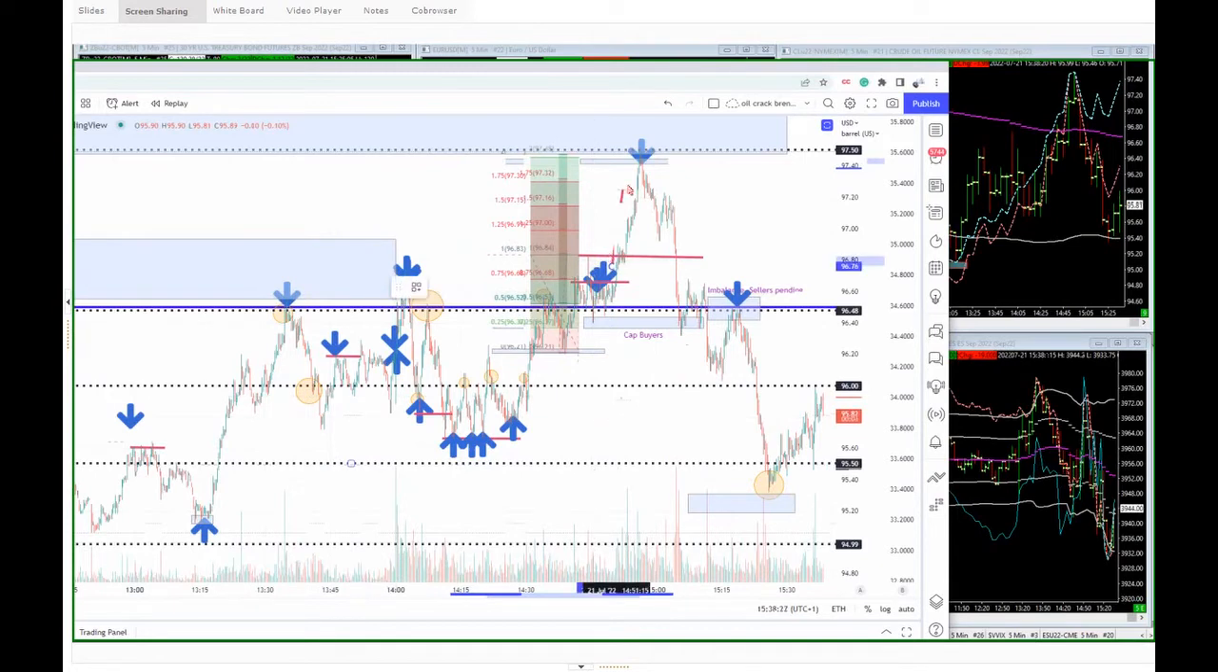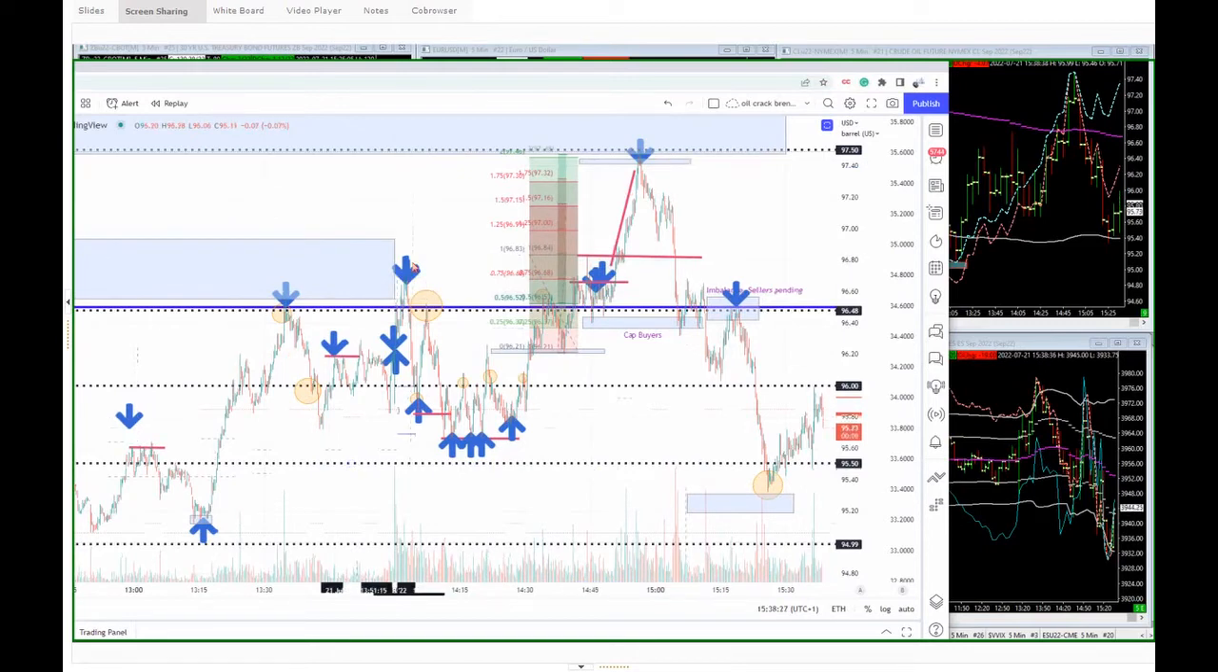We called the sell, we got the buy, we got the big rip, we got the sell, we got the sell, we got the squeeze buy, we got the sell, we got the buy, we got the buy, we got a sell, we missed the buy, and then we got the sell.